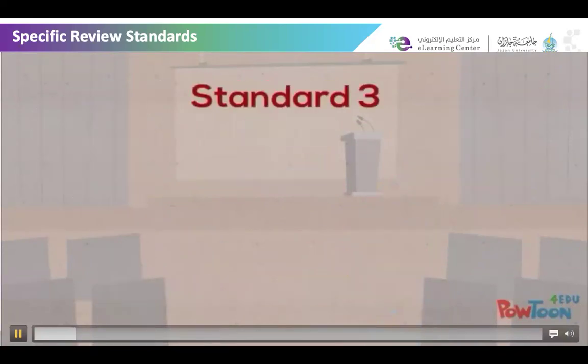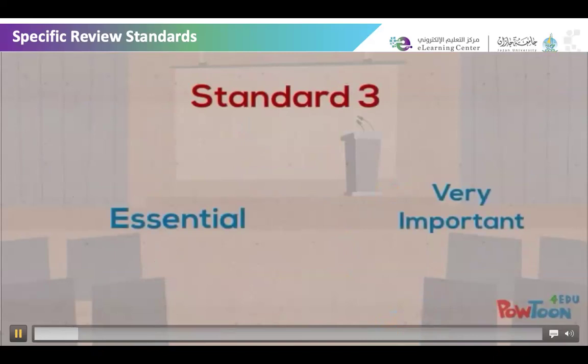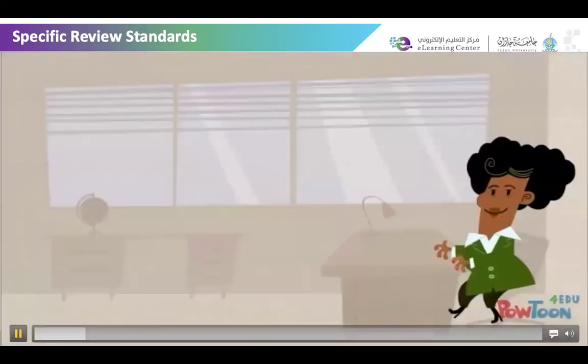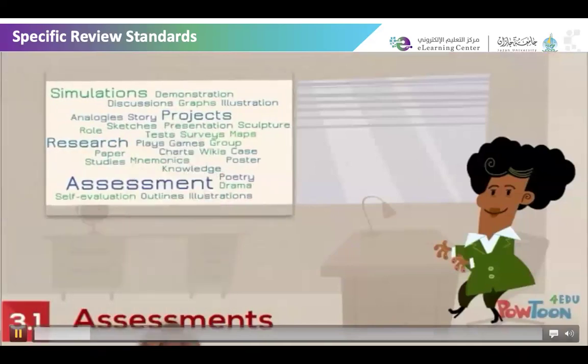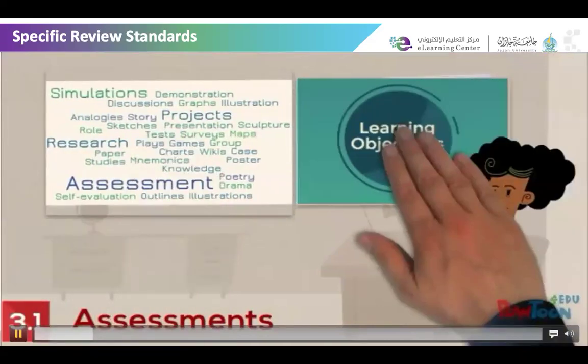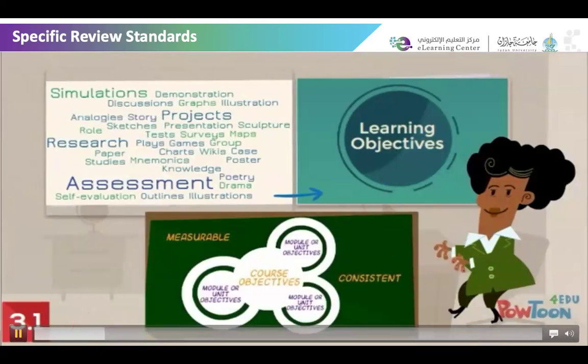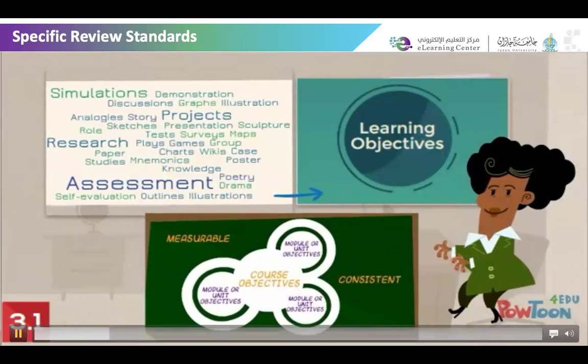Of the 5 components of this standard, the first 3 are essential, while the 4th and 5th fall within the very important category. 3.1 focuses on the need to design assessments that measure the stated learning objectives or competencies. Appropriate assessments are valuable tools in confirming or measuring learner mastery. As a reminder, module learning objectives need to be consistent with the course level objectives.